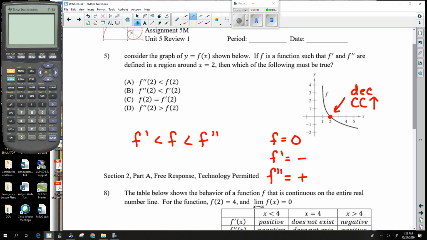And so all I have to do is identify the thing that pretty much says that. So f double prime is less than, no. Those things are equal to, no. f double prime is bigger than the regular f, yes.